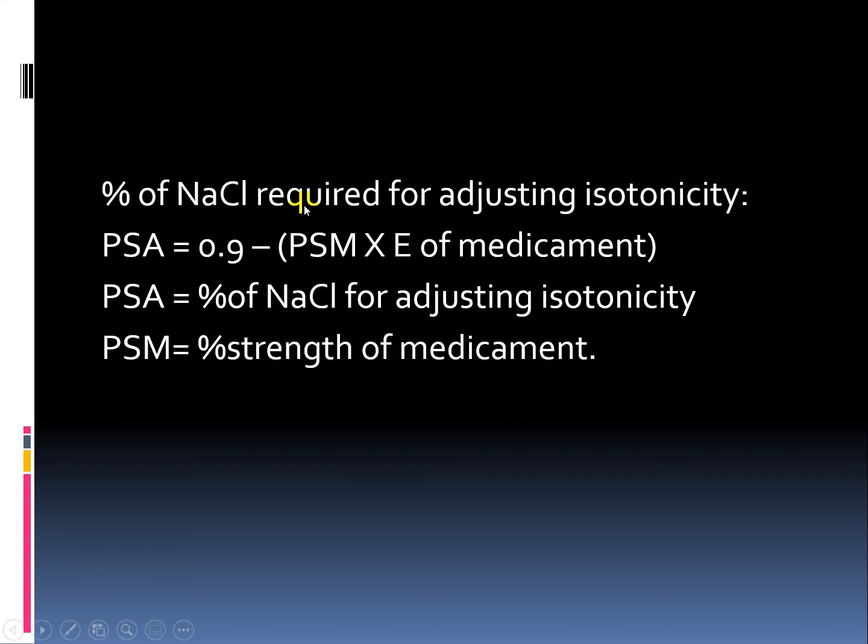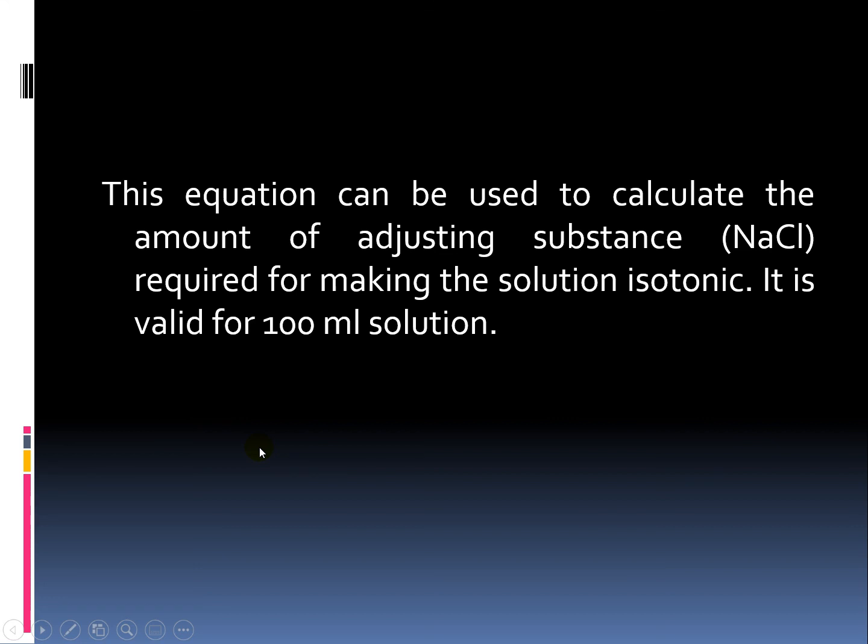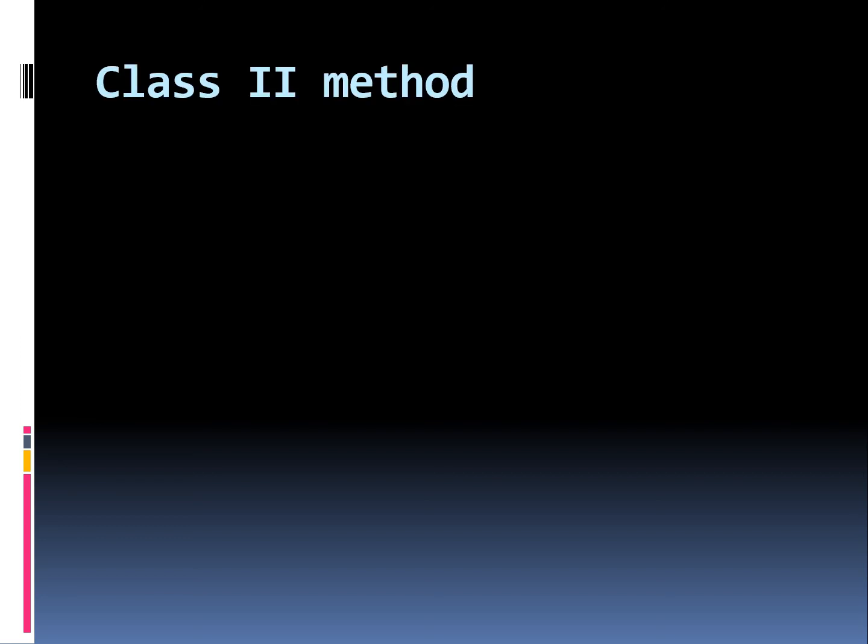So how much NaCl is required for making the given solution isotonic with the body fluid? We can calculate it from this formula. That is how much NaCl is to be added can be calculated from this formula. Thus, this equation can be used to calculate the amount of adjusting substance required for making a solution isotonic. It is valid for 100 ml of solution.